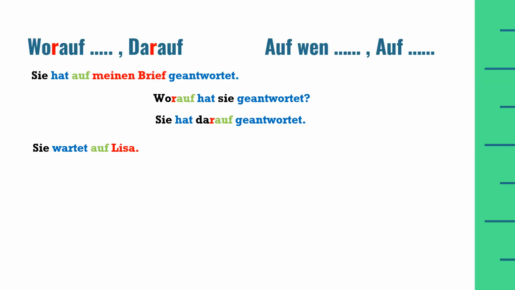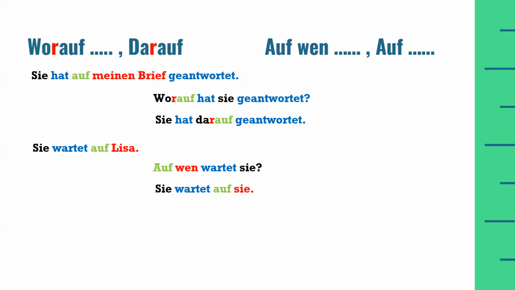Next example: sie wartet auf Lisa. She waits for Lisa. Now, Lisa is a living person, so if we want to ask a question about this, whom is she waiting for? And the answer will be sie wartet auf sie. She is waiting for her, and for her here means Lisa.